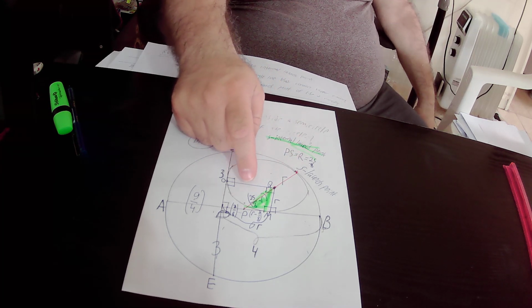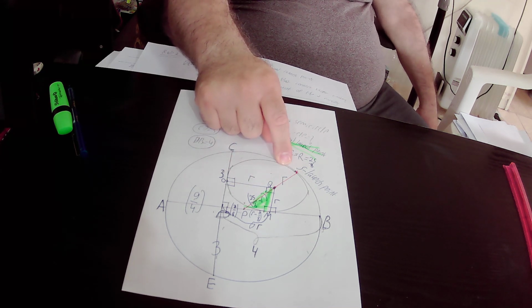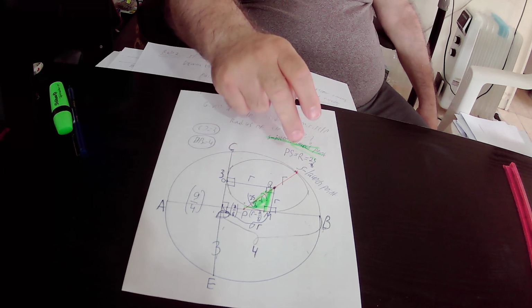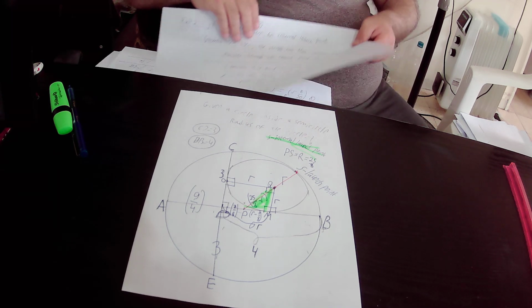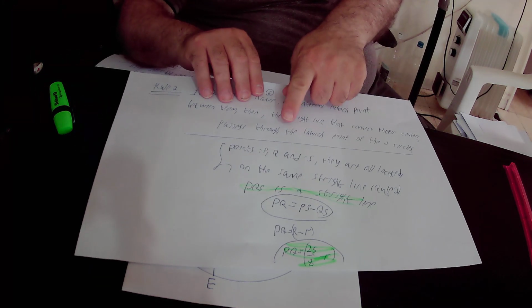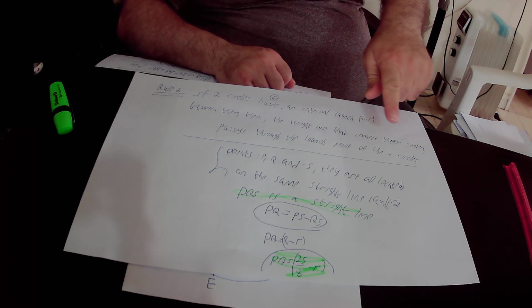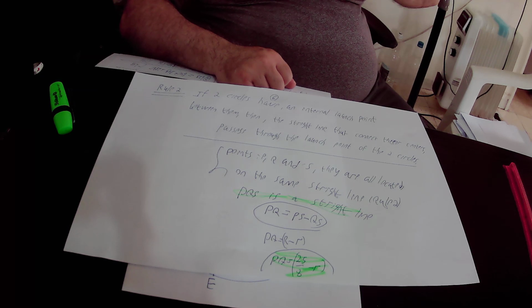That is to say PQS is one straight line. We can say also that points P, Q and S are all located on the same straight line. From rule number 2 we derive that points P, Q and S are all located on the same straight line, or PQS is one straight line.